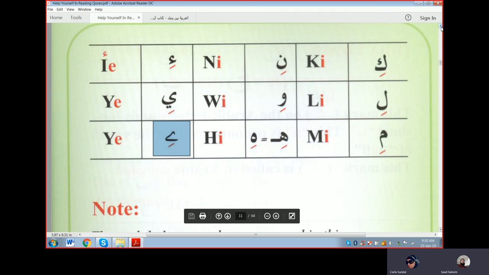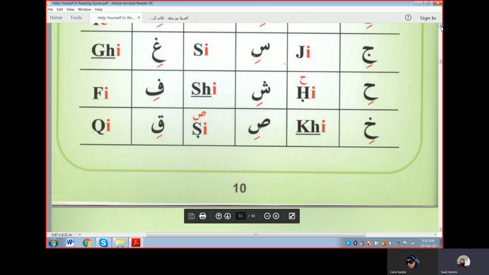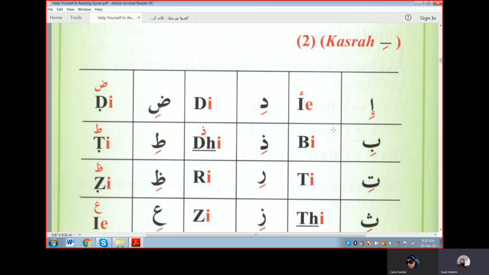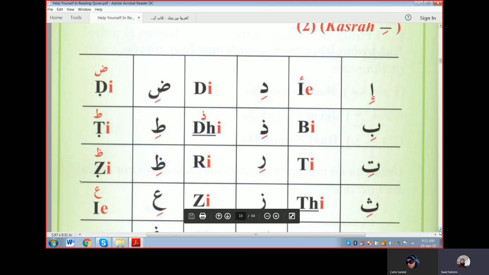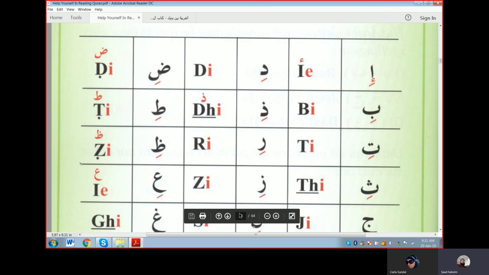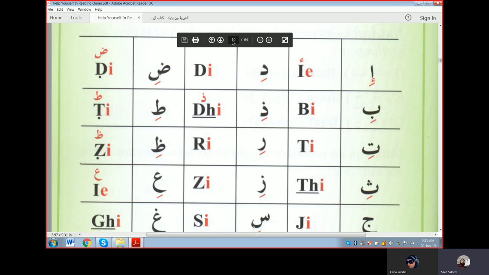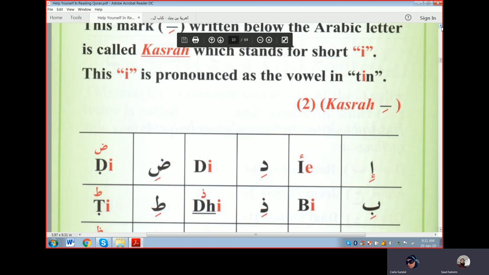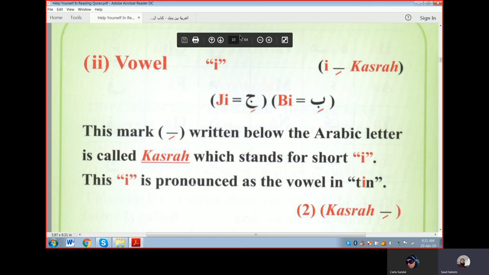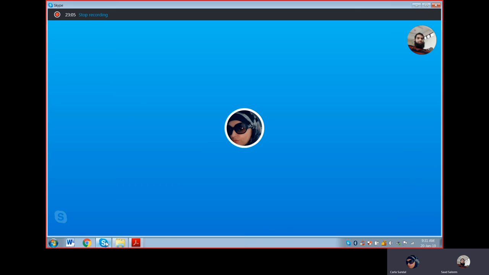Okay. So today is your first class, so I will keep it very short. Usually we study 45 minutes in a day, but today I am keeping it short because it is your first day. Note this page: page number 10 on the PDF. Tomorrow, start from page number 10. This is the second short vowel, kasra. Inshallah, tomorrow we'll start from here.